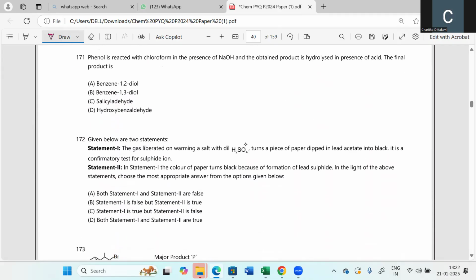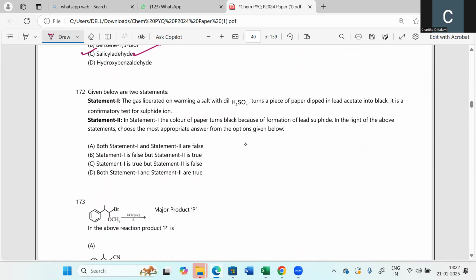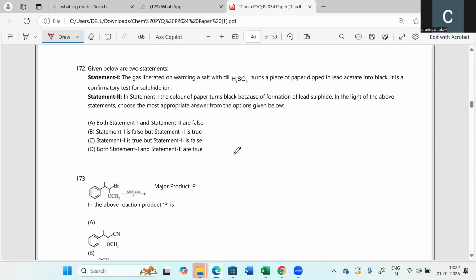Next, phenol is reacted with chloroform in the presence of NaOH and the obtained product is hydrolyzed. See, what is this? Phenol with chloroform. It is the Reimer-Tiemann reaction. Reimer-Tiemann reaction gives salicylaldehyde, right? Salicylaldehyde will be the product, option number 71. Then, next, given below are two statements.